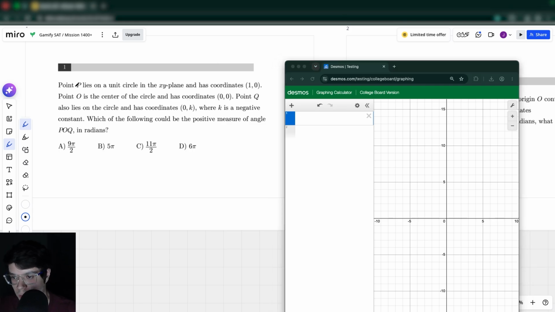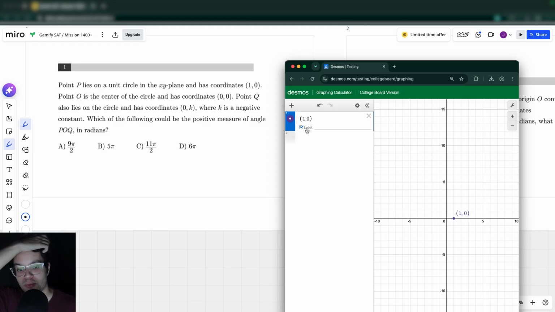Okay, so let's see this problem. Point P lies on a unit circle in the xy plane and has coordinates of (1, 0). I would suggest when you see points in problems like this, just immediately write out each one. And you can even click this label option, which allows you to put a letter for that point. So you can see here, this is specifically point P. That is really useful. Point O is the center and has coordinates (0, 0). That's what you're typically going to see in problems like this with the unit circle.